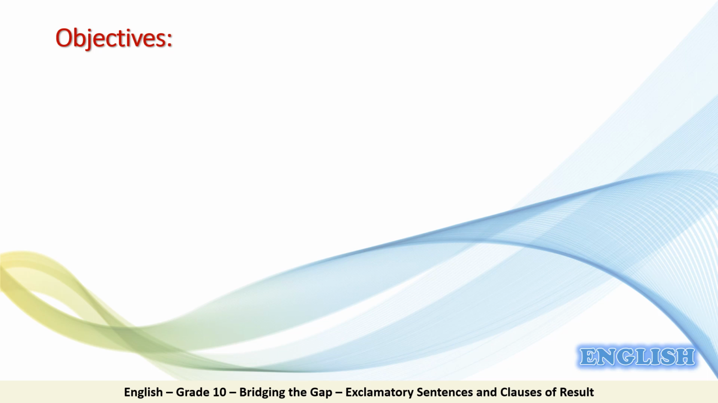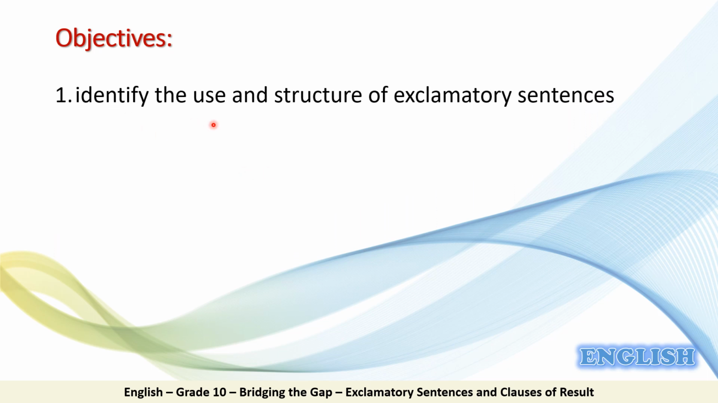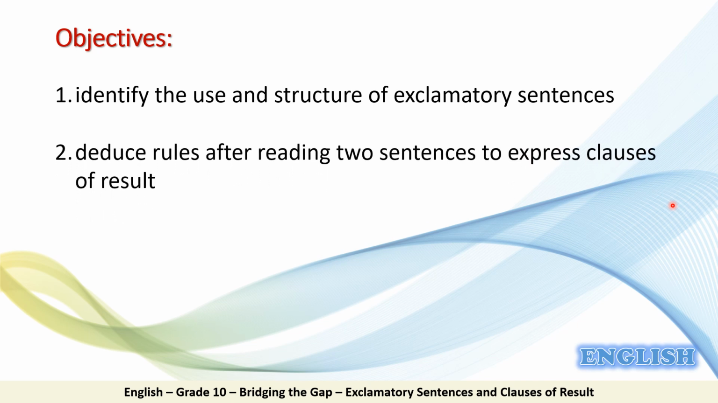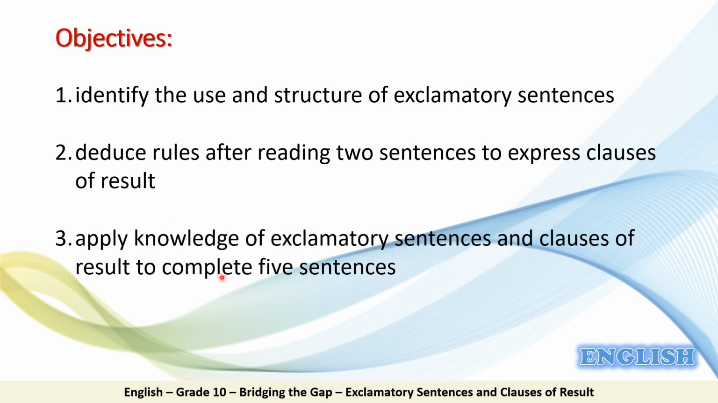In today's lesson we have three objectives. Number 1. Identify the use and structure of exclamatory sentences. Number 2. Deduce rules after reading two sentences to express clauses of result. And number 3. Apply knowledge of exclamatory sentences and the clauses of result to complete 5 sentences.